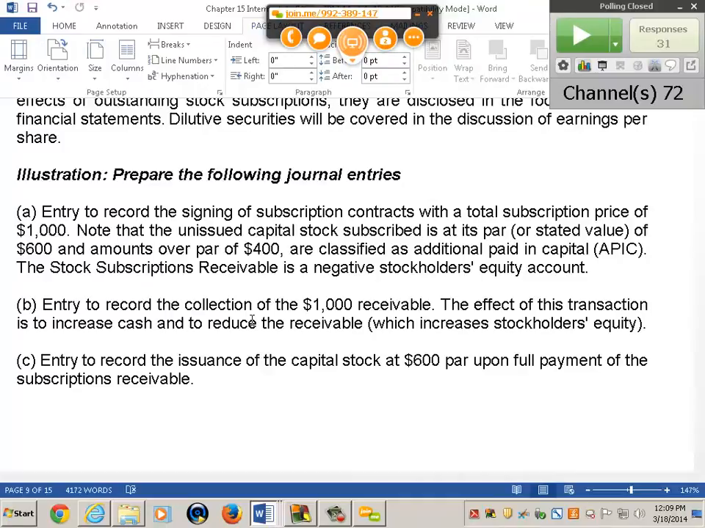The unissued common stock subscribed is not a liability. It's a promise to distribute, but there's no legal enforcement based on the 3 bullets you see on the board. Not part of operations, not legally enforceable. Collection is uncertain as to the receivable, so it is negative equity. It's not an asset. There is one exception.